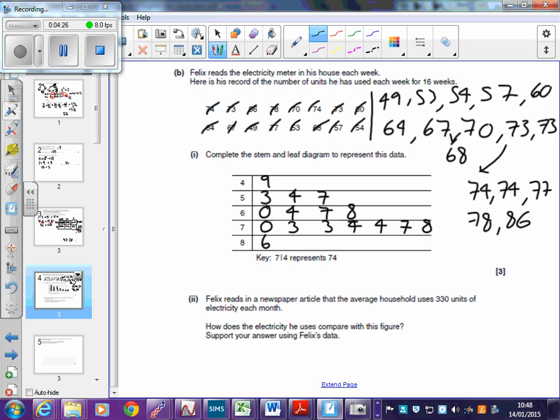and then lastly 86. Good idea just to count to make sure you haven't missed any out. So 1, 2, 3, 4, 5, 6, 7, 8, 9, 10, 11, 12, 13, 14, 15, 16, and there were 16 numbers in the original list.